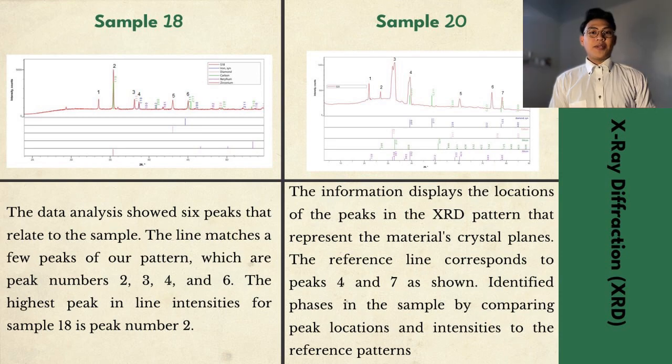And for sample 20, the information displays the location of the peaks in the XRD pattern that represent the material's crystal planes. As observed, the sample corresponds to a total of 7 peaks. Diamond is blue, carbon is pink, and silicon is green and purple. Layers of the ceramic have been observed in the content. As can be observed, the reference line corresponds to peaks 4 and 7 as shown.